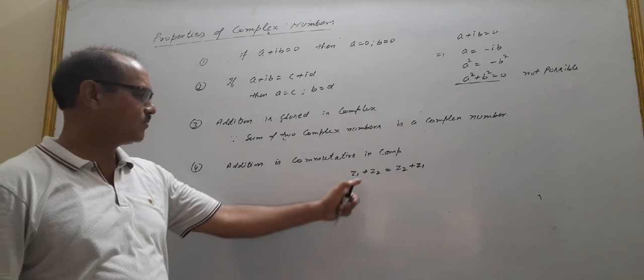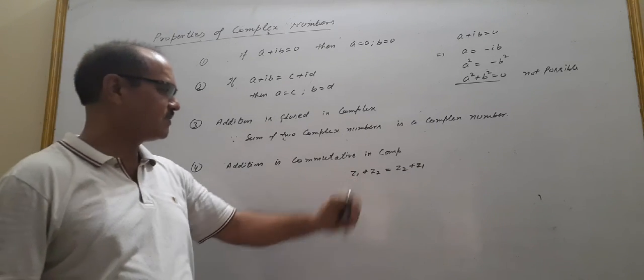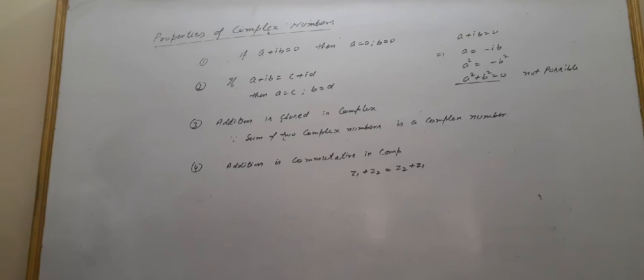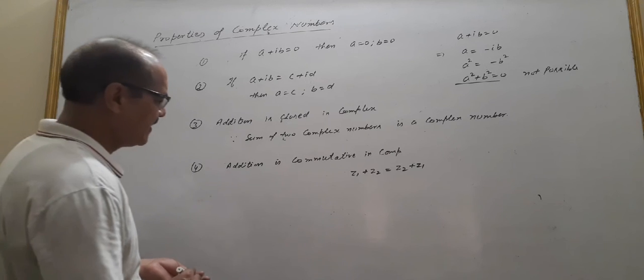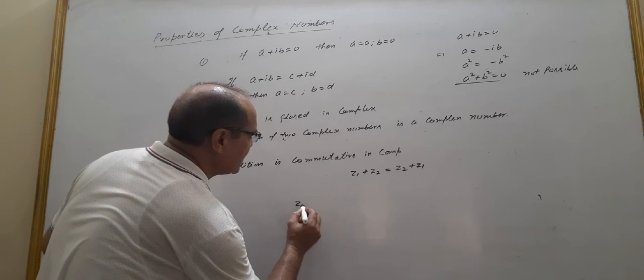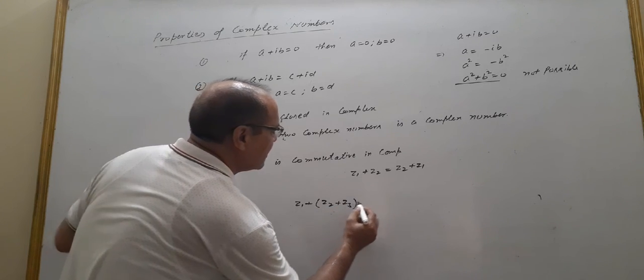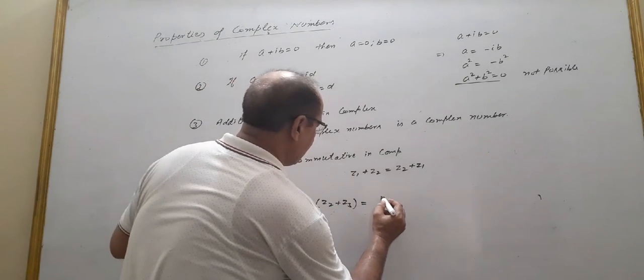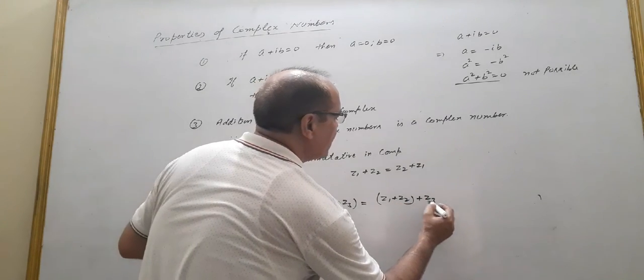What is the commutative law? You know that a plus b is equal to b plus a. Similarly, for complex numbers, z1 plus z2 is equal to z2 plus z1. In the same way, the associative property holds good. That is, for associative, z1 plus z2 plus z3 must be equal to z1 plus z2 and plus z3.